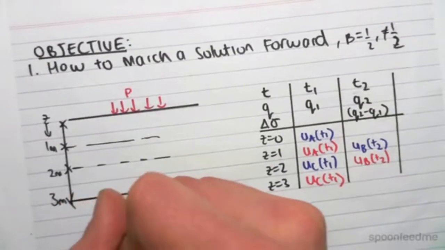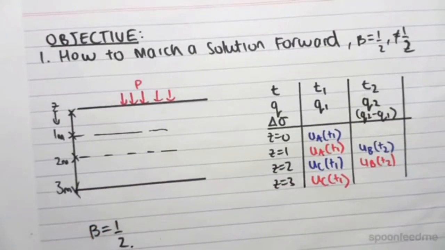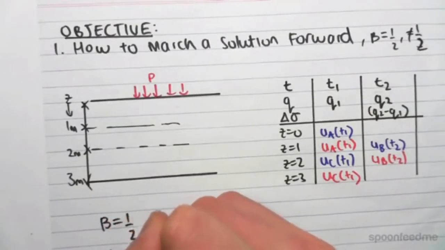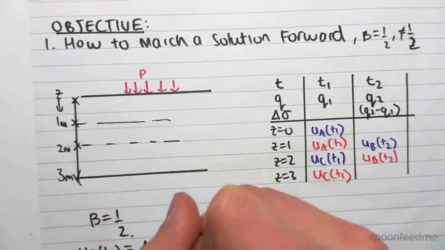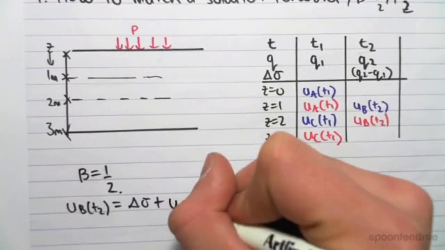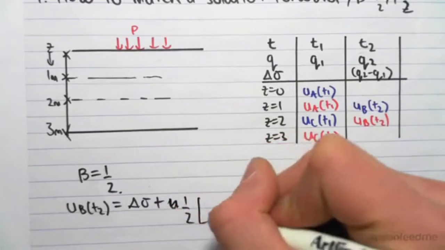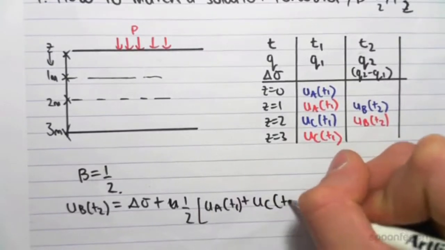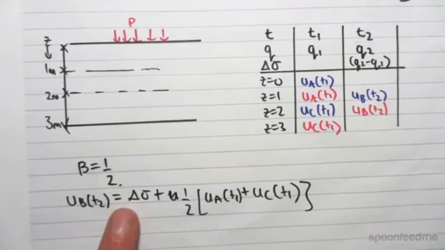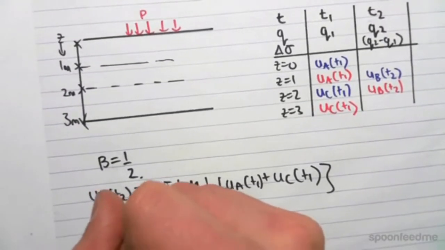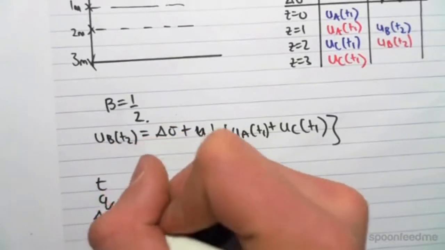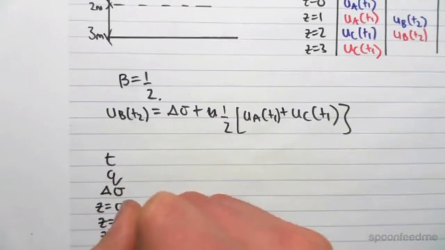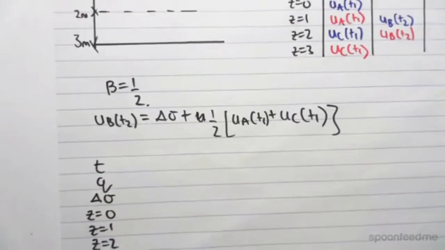So if we were to do beta equals a half first. We saw the formula for beta equals a half is UB at time 2, the next solution, is the change in stress plus 1/2 outside of UA of time 1 plus UC of time 1. Okay, so that's how we're going to march a solution forward. So if I were to just do a quick example to show you what I mean. So we have time, Q, the change in stress, Z equals 0, Z equals 1, Z equals 2, Z equals 3, and that should be enough.